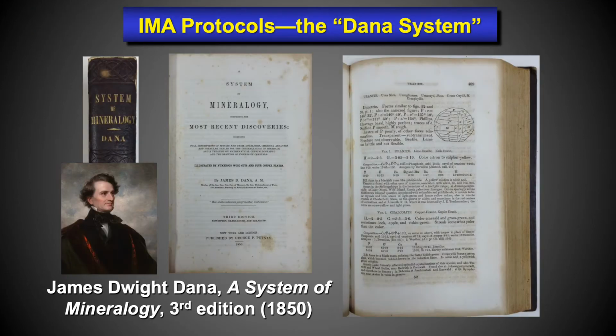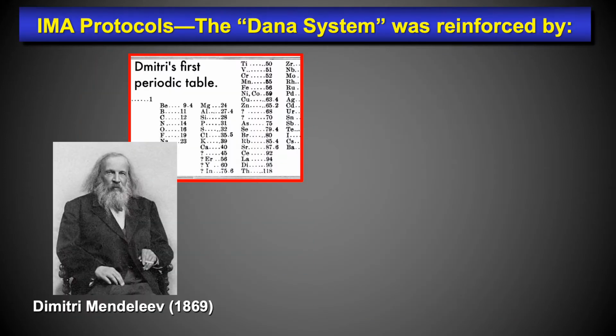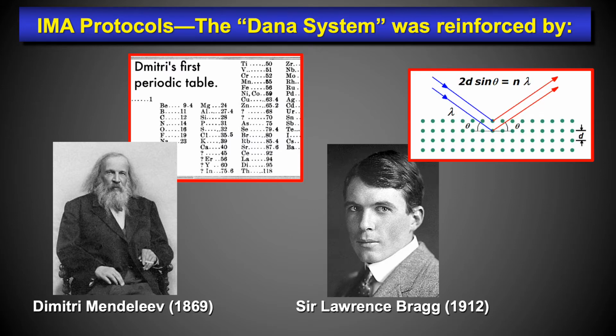Now, this idea goes all the way back to James Dwight Dana, who clearly articulated chemistry and structure as the principal defining characteristics of a mineral. It's remarkable, this is in 1850, this was even before Mendeleev's discovery of the periodic table, or X-ray diffraction and the discovery of crystal structures.